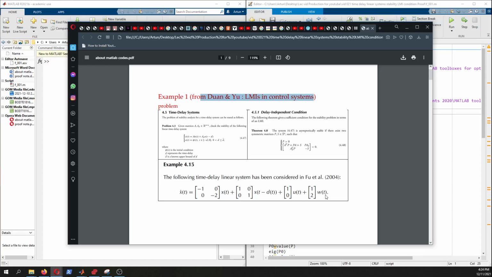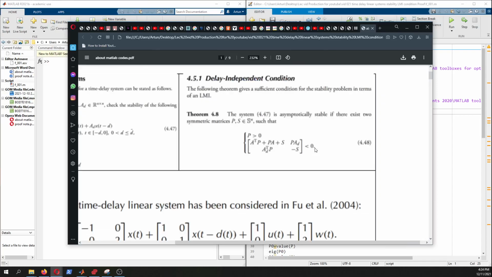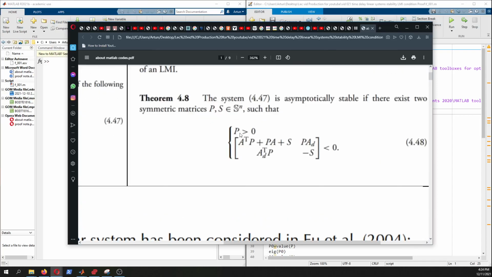However, we are not going to worry about those, so consider the U and W disturbance signals non-existent. So this is A and this is AD. The problem is this, and this is the independent condition: find P and S such that those given conditions hold.